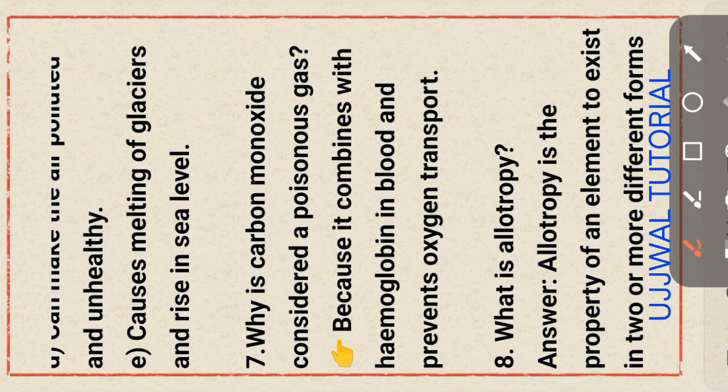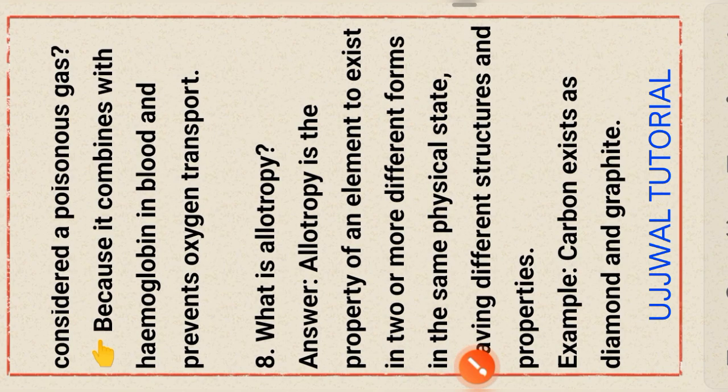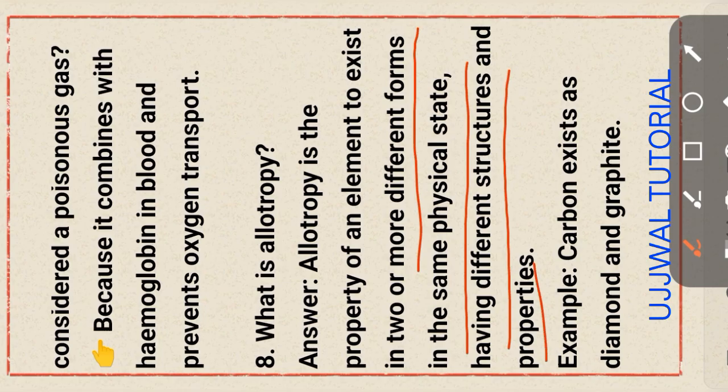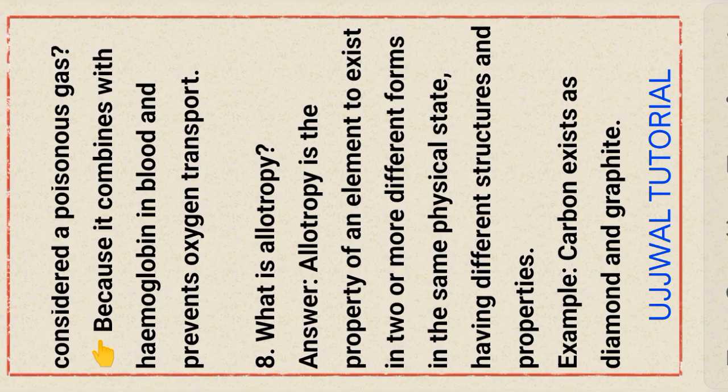Why is carbon monoxide considered a poisonous gas? Because it combines with the hemoglobin in blood and prevents oxygen transport. Next, what is allotropy? Allotropy is the property of an element to exist in two or more different forms in the same physical state, having different structures and properties. Carbon exists as diamond and graphite.